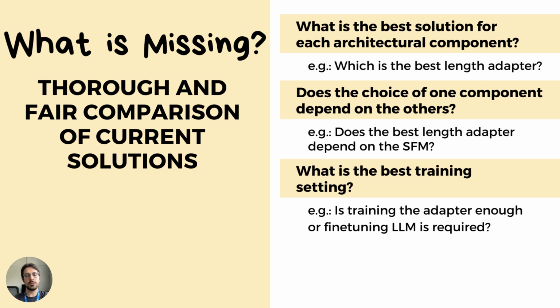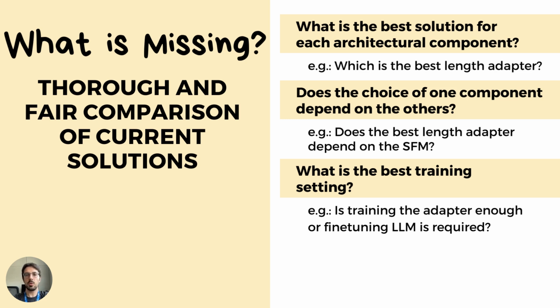So the question then is, what is missing and what do we need to address with future research on the topic? First of all, we are lacking a thorough and fair comparison of the current solutions to determine which is the best. First of all, we don't know which is the best solution for each architectural component, so for each of the building blocks we have seen before.